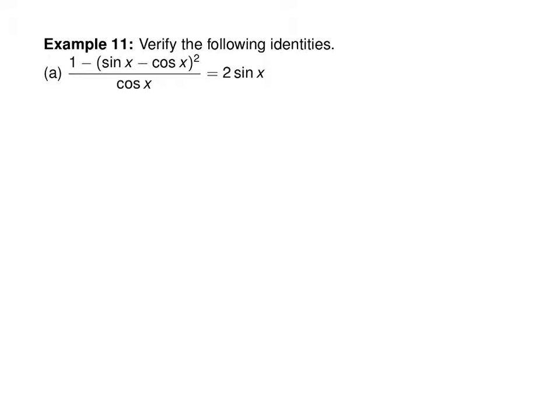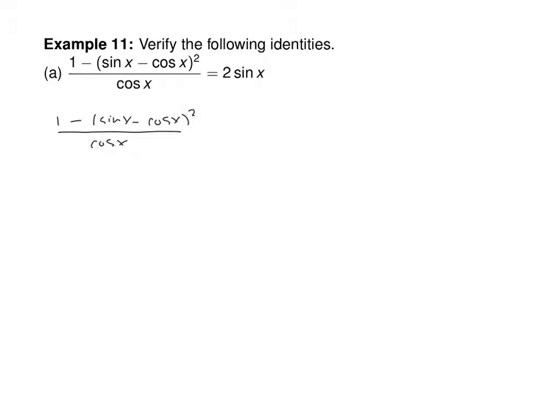All right, the general strategy for dealing with identities is to try to start with the more complicated side and make it into the easy side, right? So what's the more complicated side here? The left. So we'll start with (1 minus sine x minus cosine x) squared, over cosine x.